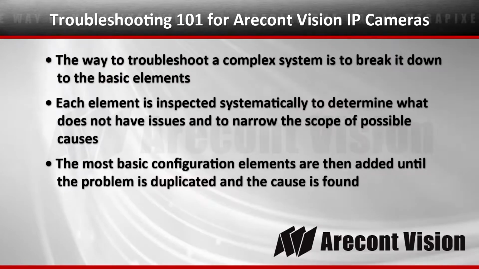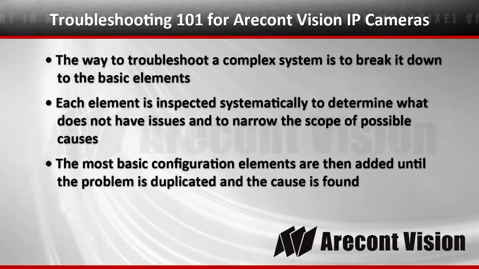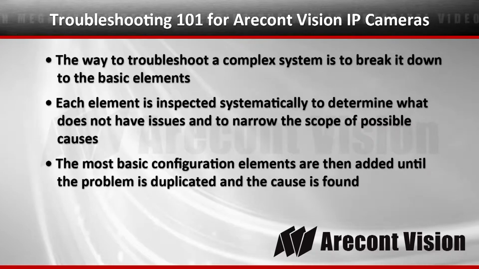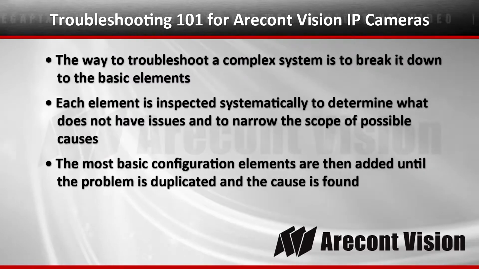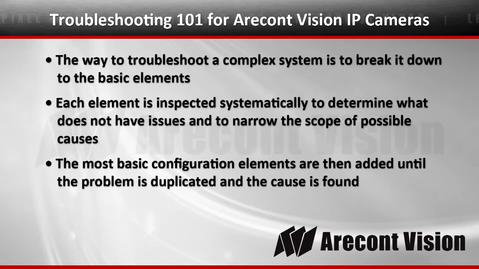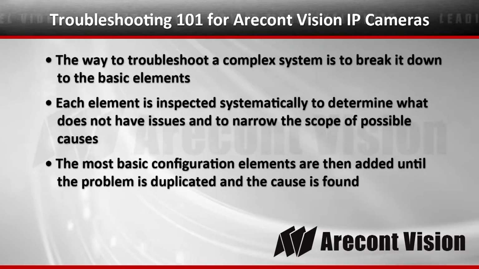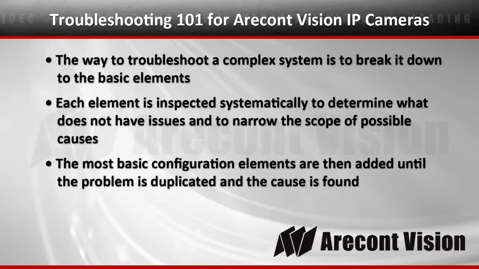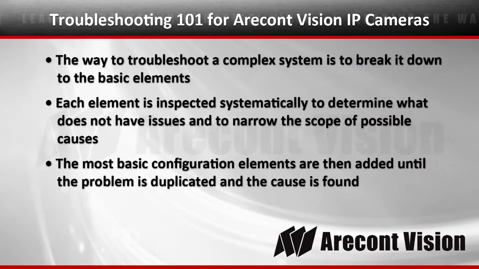So, the way to troubleshoot a complex system is to break it down into the most basic elements. Each element is going to be inspected systematically to find out what's not broken. Then we can narrow the scope of the cause. From the most basic configuration, we then add elements until the problem is duplicated and the cause is found.